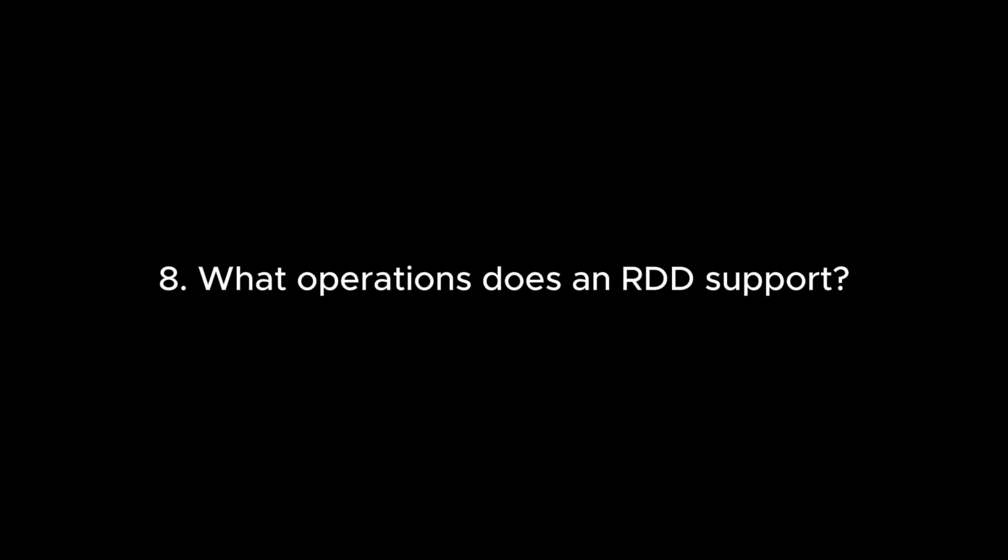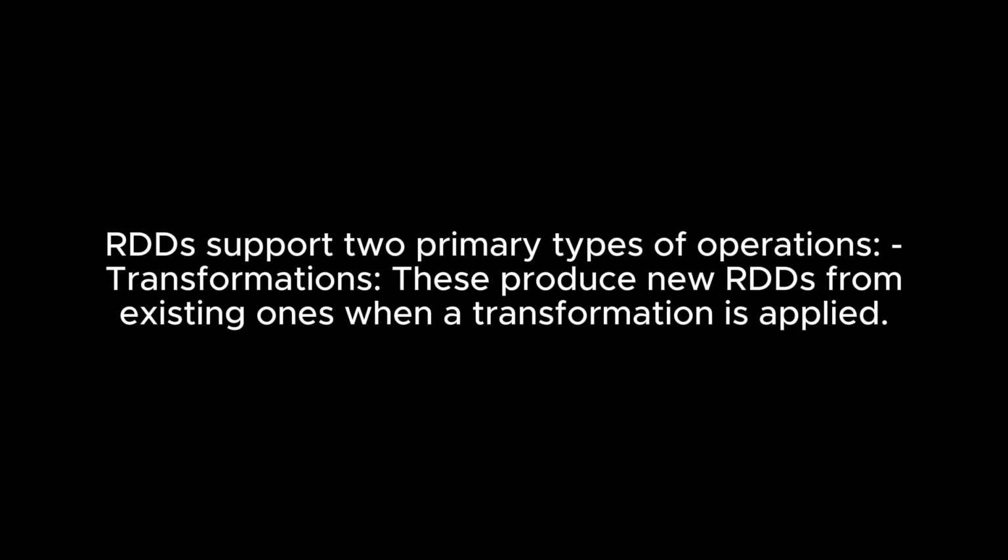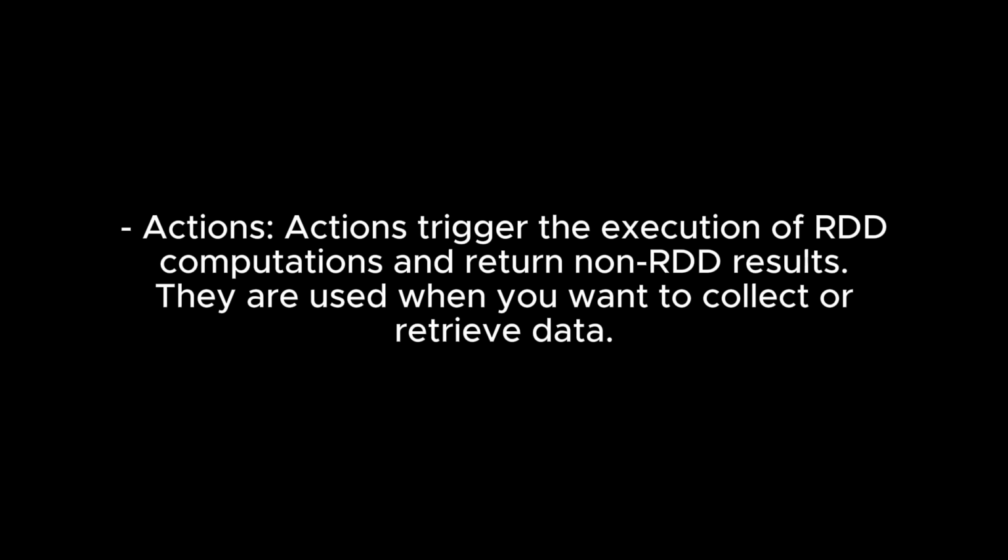8. What operations does an RDD support? RDDs support two primary types of operations: transformations. These produce new RDDs from existing ones when a transformation is applied. Transformations are lazy and only execute when an action is invoked. Actions. Actions trigger the execution of RDD computations and return non-RDD results. They are used when you want to collect or retrieve data.